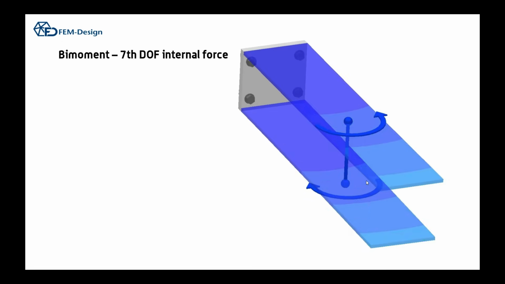And then we need a new internal force, because now we have a new degree of freedom, and the new internal force for warping is the bimoment. So you can think of it as 2 opposing moments, and they are separated by the height.